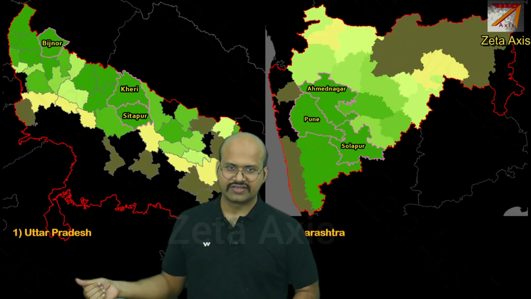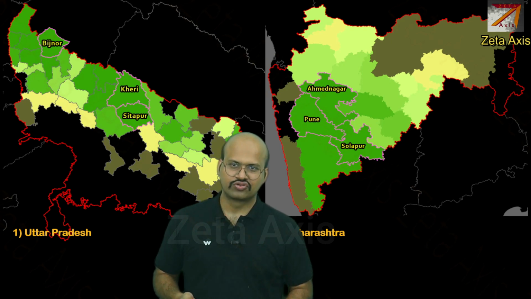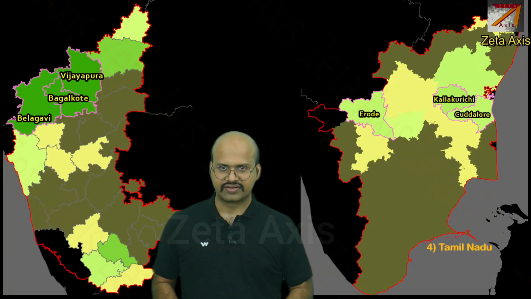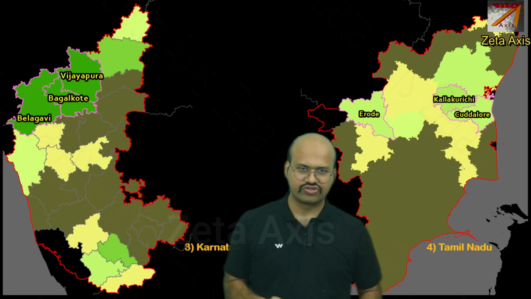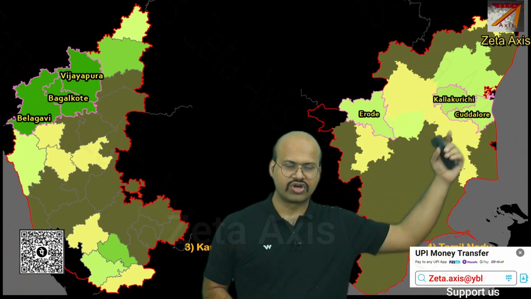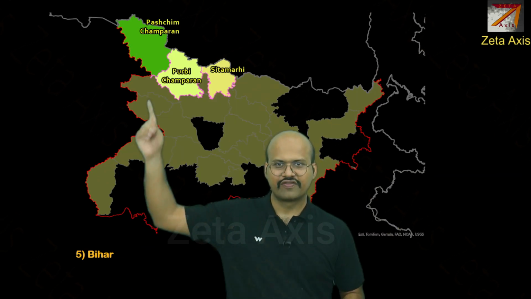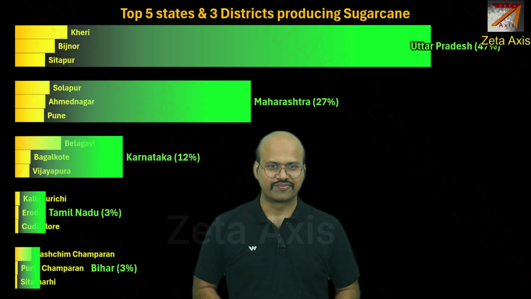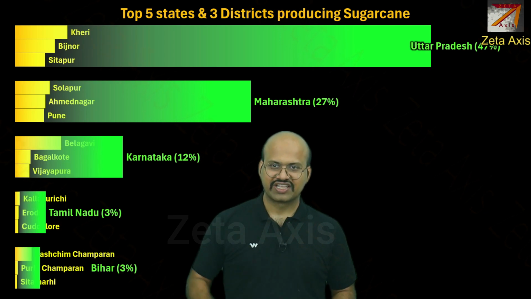In Uttar Pradesh, the majority districts which produce sugarcane are Bijnor, Kheri and Sitapur. In Maharashtra, we have Solapur, Pune and Ahmednagar. In Karnataka, Vijaypura, Bagalkot and Belgavi are the major districts producing sugarcane, and in Tamil Nadu we have Erode, Kallakurichi and Gudalur. In Bihar we have Paschim Champaran, Purvi Champaran and Sitamarhi. So these are the top 5 states producing sugarcane in India, along with the top 3 districts.